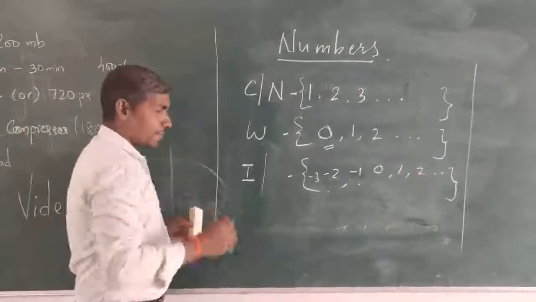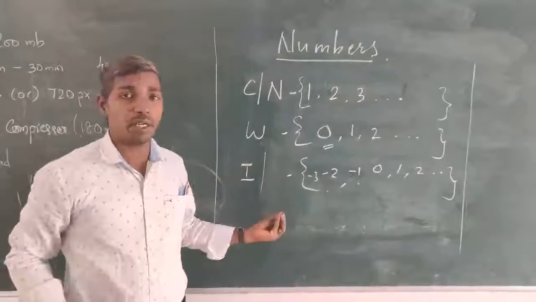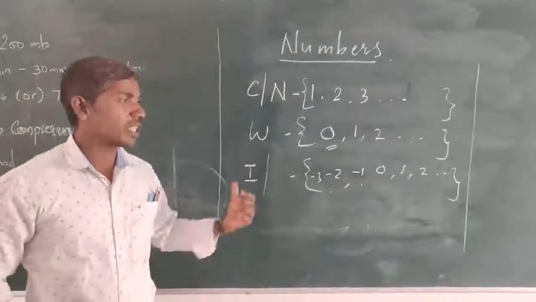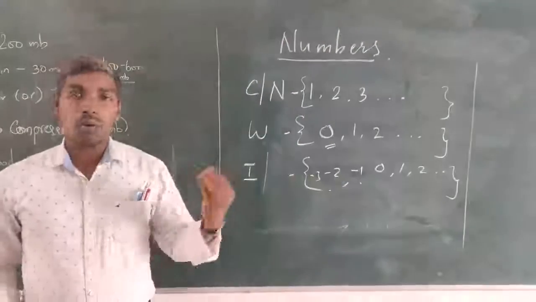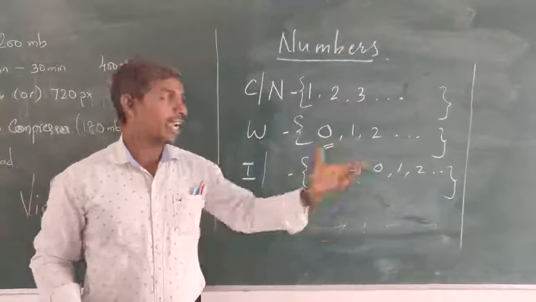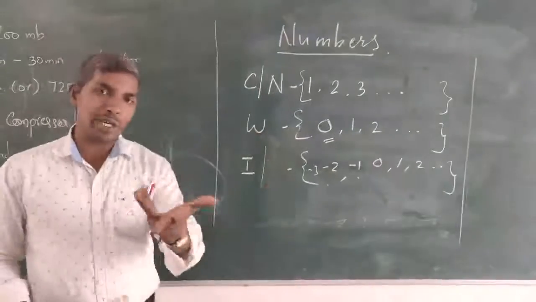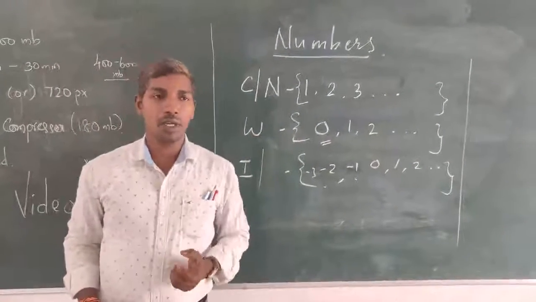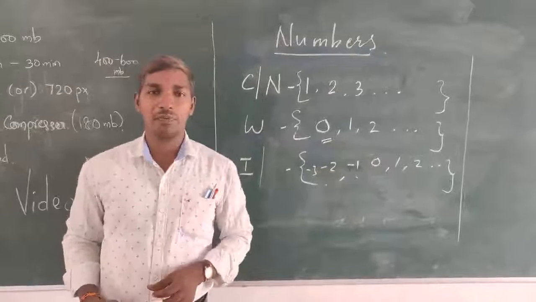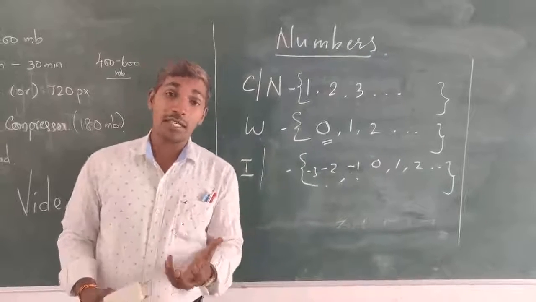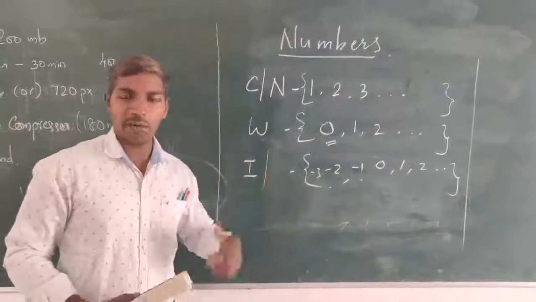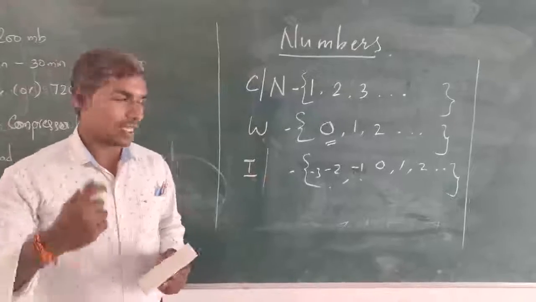So integers. What is the beginning number? What is the ending number? There is no beginning, there is no end. Whole numbers. What is the beginning number? It's 0. Ending number? No. Natural numbers. Beginning number 1. So there will be a question: smallest natural number, smallest whole number. I think you are able to answer. Can you? Yes, you check it.